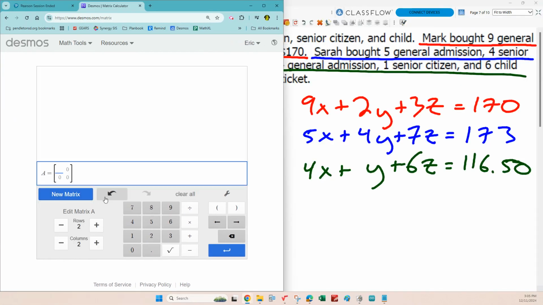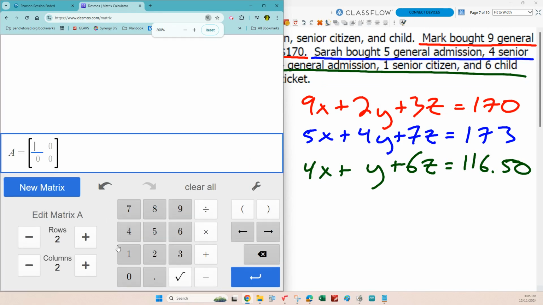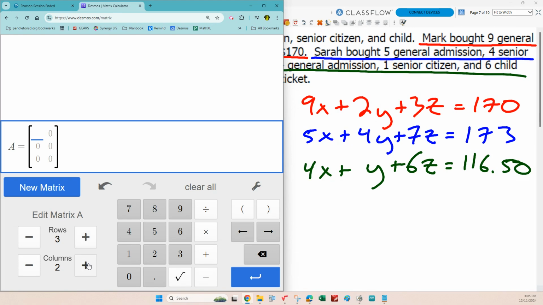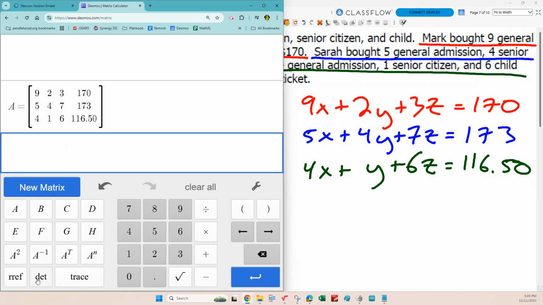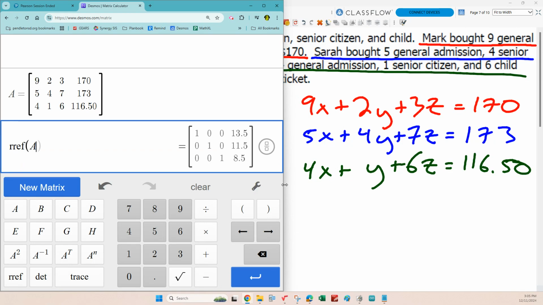Okay, new matrix. What are the dimensions? How many rows? 3 by 4, I would say that. How many rows? 3. How many columns? Okay, so tell me what goes in the first row. Okay, next row. Next row. I like it. So I hit enter, and then what? REFA, and those are my answers. What do you know?